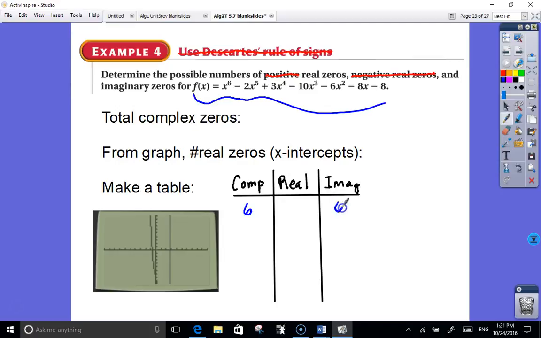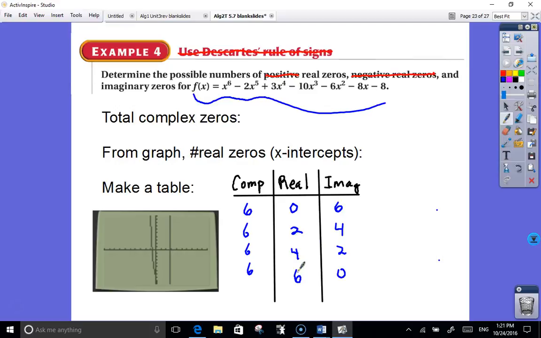How about 6, 4, 2, or 0? Okay. Now, if there's 6 complex zeros and all 6 are imaginary, then there's no reals. Right? If 4 of them are imaginary, then how many reals? 2. You just subtract. If 2 of them are imaginary, there's 4 reals, and if none of them are imaginary, then evidently all 6 are real.